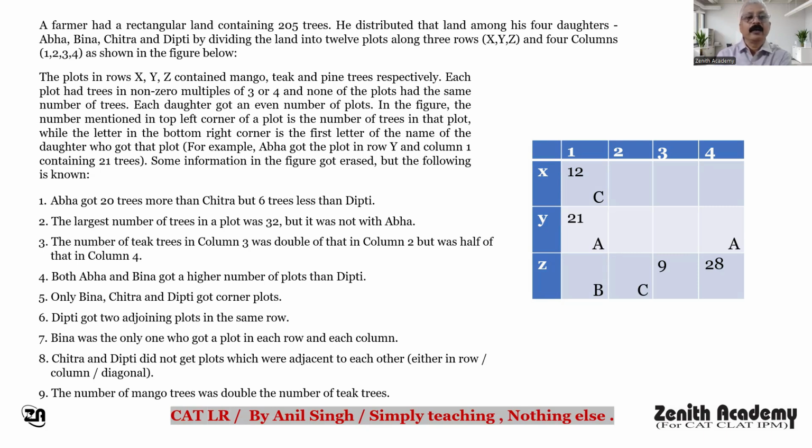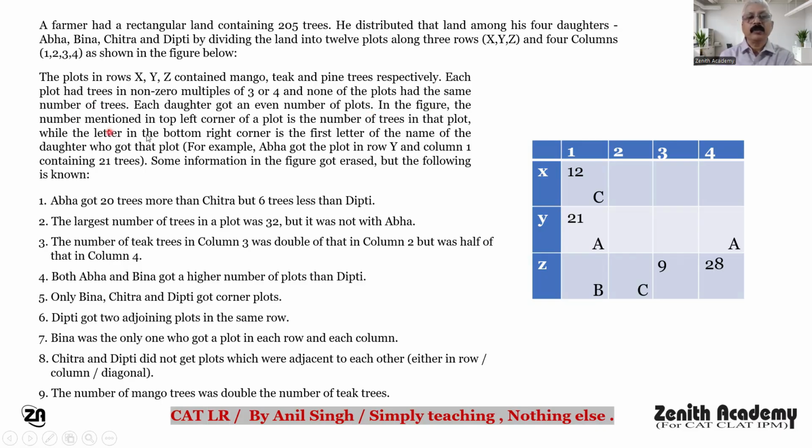Here, a farmer had a rectangular land containing 205 trees. He distributed that land among his four daughters, Abha, Veena, Chitra, and Deepti, by dividing the land into 12 plots along three rows X, Y, Z and four columns 1, 2, 3, 4, as shown in the figure below. The plots in rows X, Y, Z contain mango, teak, and pine trees respectively. Each plot had trees in non-zero multiples of 3 or 4, and none of the plots had the same number of trees. Each daughter got an even number of plots.